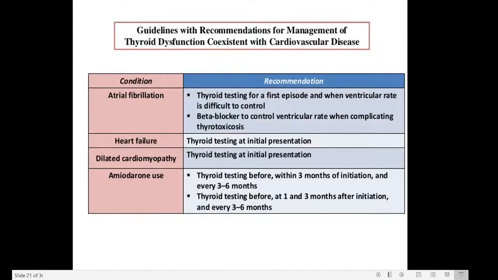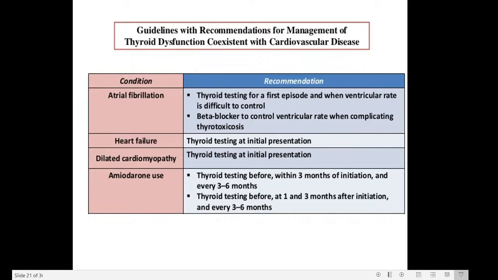Please refer to this. Then thyroid hormones are involved in various diseases. One condition is atrial fibrillation, which is linked to thyroid testing. In thyroid disorders, the ventricular rate is difficult to control because of the thyroid imbalance, so we want to maintain it. Then heart failure is the initial presentation of thyroid disorder.